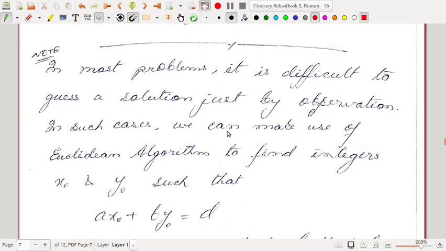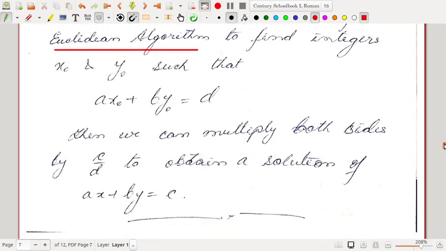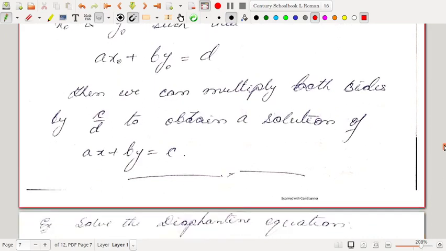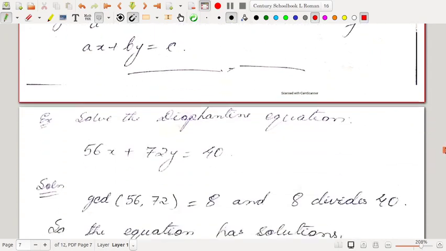So in such cases, what we can do is make use of the Euclidean algorithm. This was also discussed: use the Euclidean algorithm to find integers x naught and y naught such that a x naught plus b y naught equals d. Then we can multiply both sides by c by d to obtain the solution of ax plus by equals c. So let us see how we can do that.